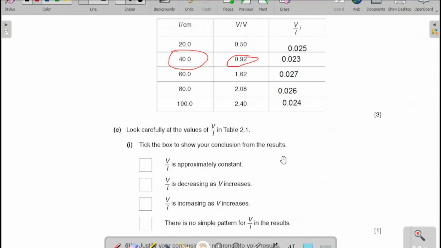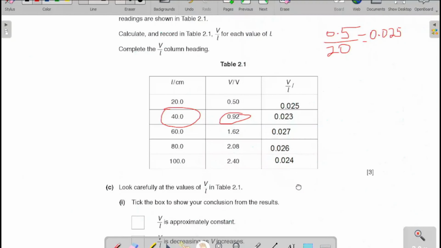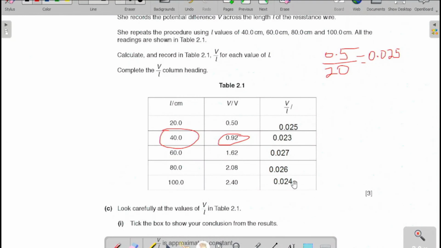Look carefully at the values of V over L. Okay, we have completed the table, but we've not written the units because you have to complete the V over L column heading. The unit is V, that is volts, divided by L, that's centimeters. So the unit is going to be volts per cm. That is the unit you need to put here.